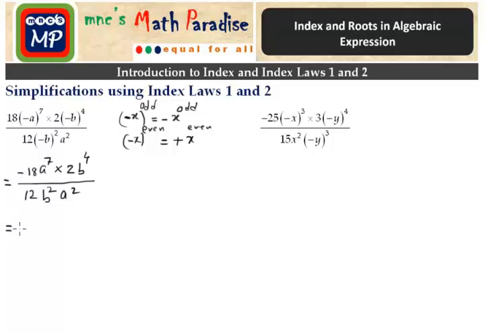So minus and plus will give us minus. 18 and 12, if we take 6 common and cancel, then 2 times 6 is 12 and 3 times 6 is 18, so we will be getting minus 3 by 2. Here, a to the power 7, oh sorry, there is another 2 here, so this 2 and 2 will be cancelled, so we will be getting just minus 3.